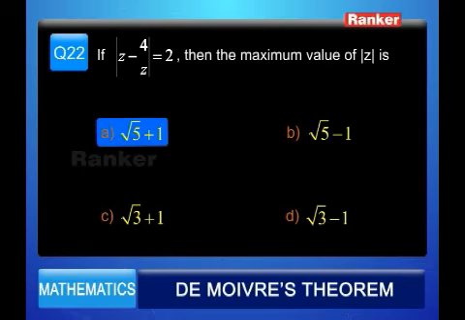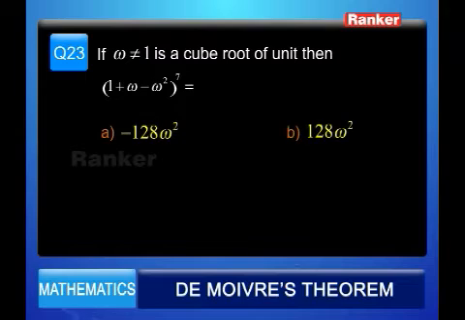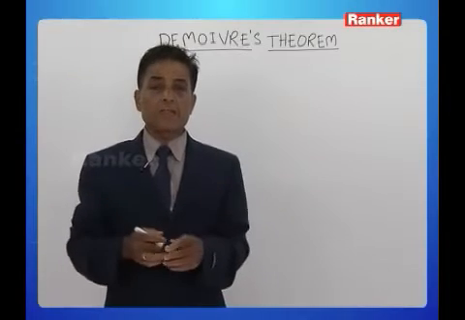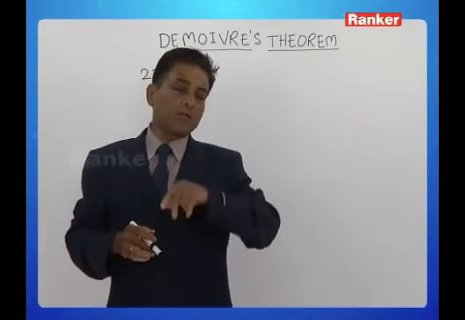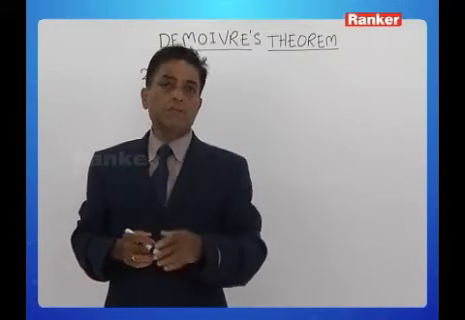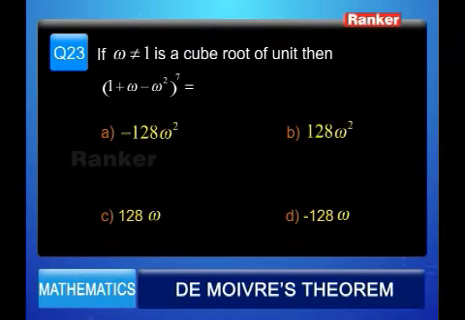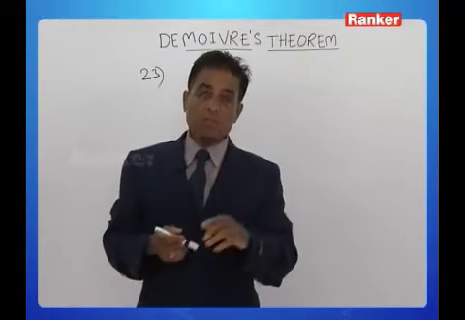Question number 23. If omega is not equal to 1 and is a cube root of unity, that is, imaginary or complex cube roots: 1, omega, omega square are the cube roots of unity. Among that, omega is not 1. So they are taking the other two complex roots of unity. Now, what is the value of 1 plus omega minus omega square whole power 7? Options are given: minus 128 omega square, 128 omega square, 128 omega, and the fourth option minus 128 omega. Let us see the right option.